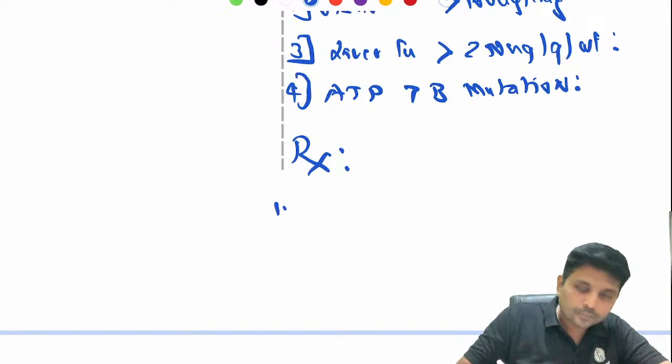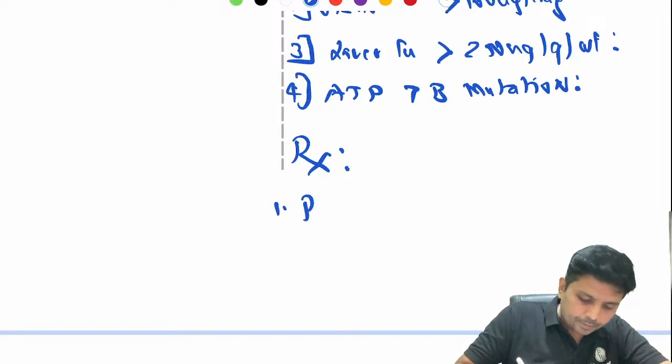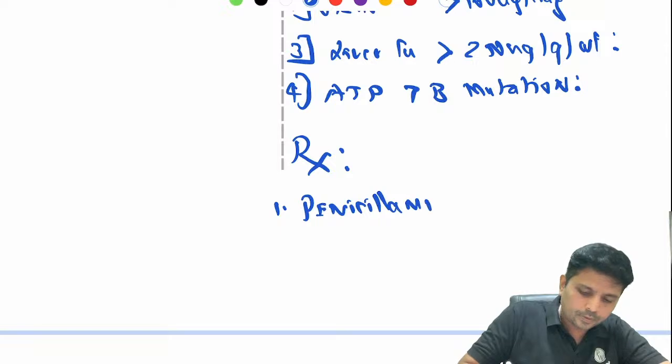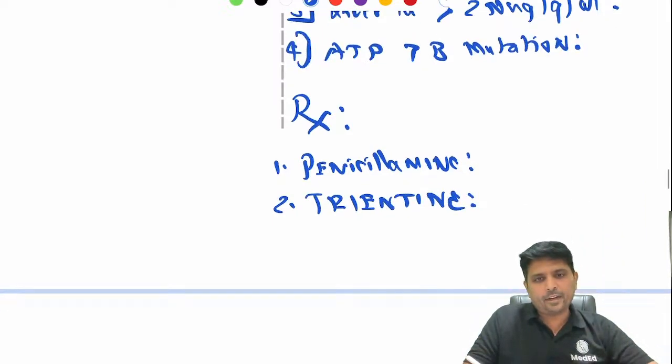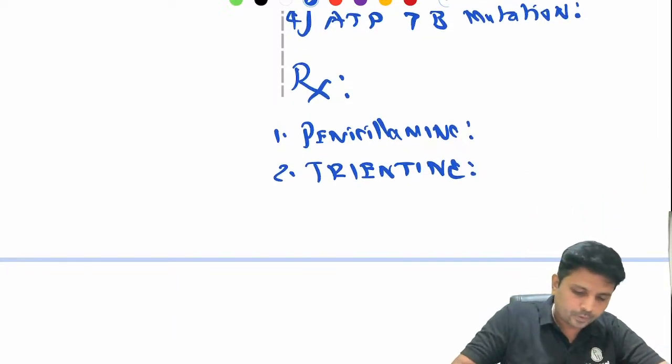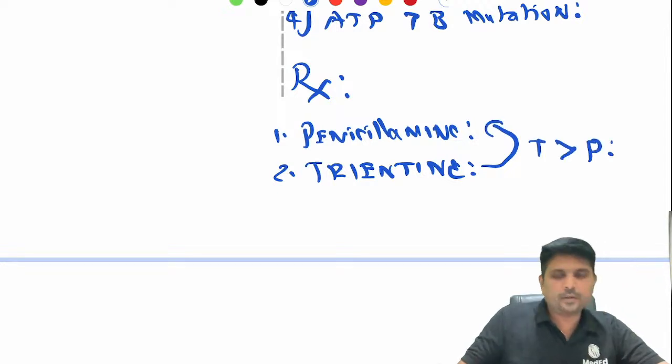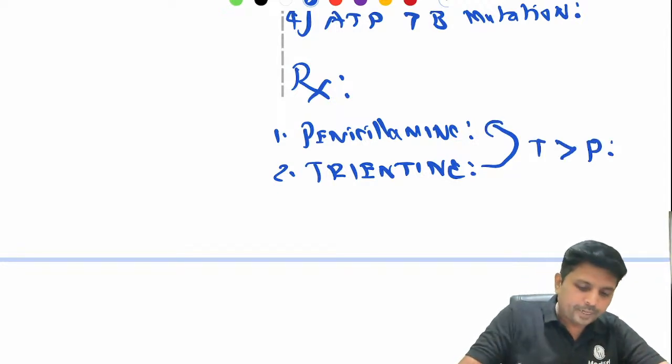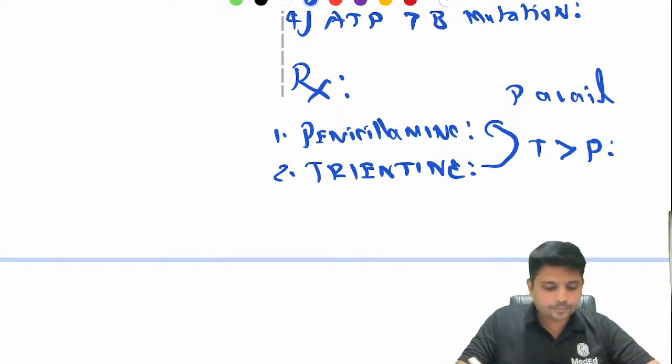One, chelators, penicillamine. Second one is trientine. Penicillamine is widely available but not trientine. So trientine is preferable compared to penicillamine. But penicillamine availability is more and it is cheap.